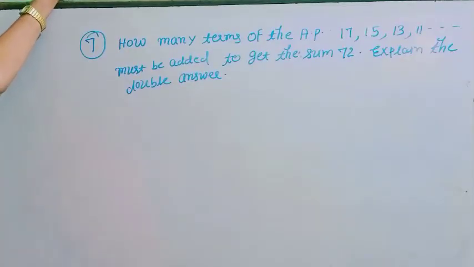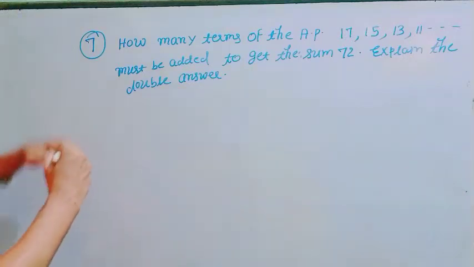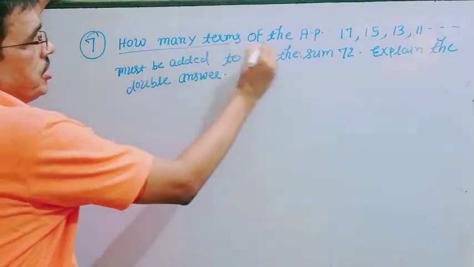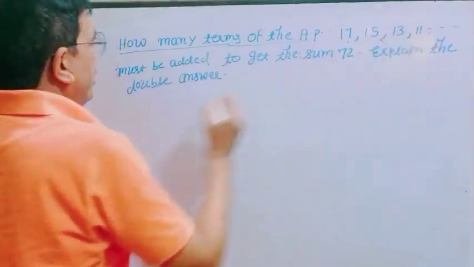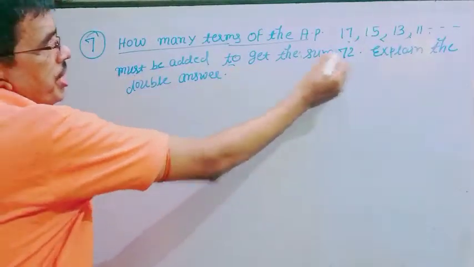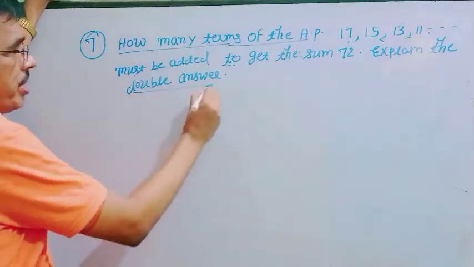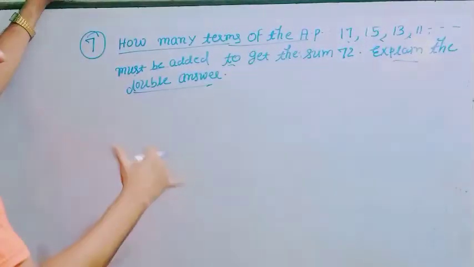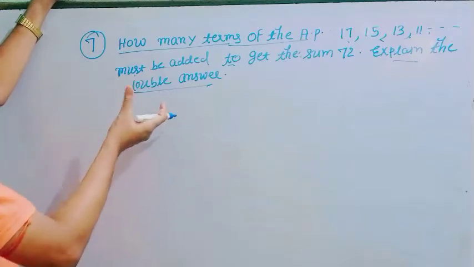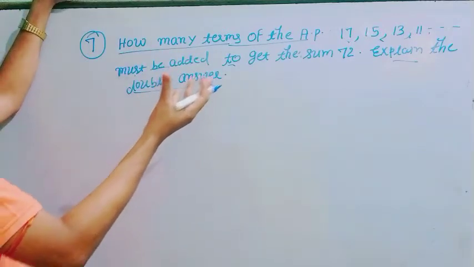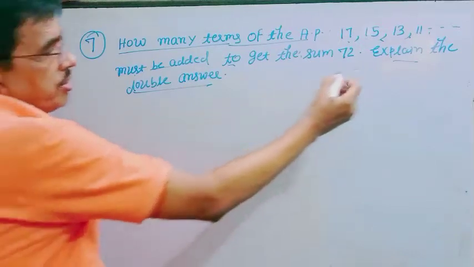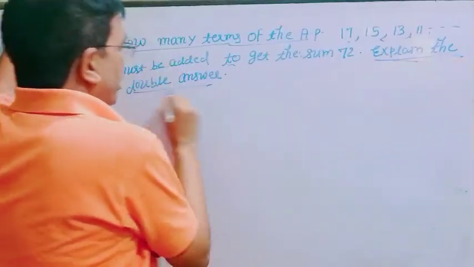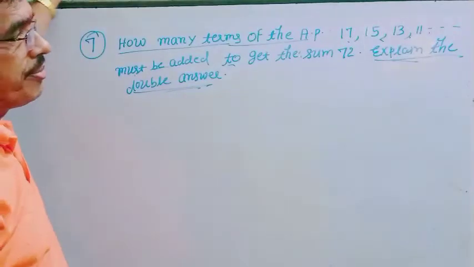Now see question number 7, example of 5C. How many terms of the AP 17, 15, 13, 11 must be added to get 72, and explain the double answer. The sum is 72, and in the previous question I solved how you can find n when the sum and AP are given. But in this question an extra part is added: explain the double answer. What is the explanation of the double answer?